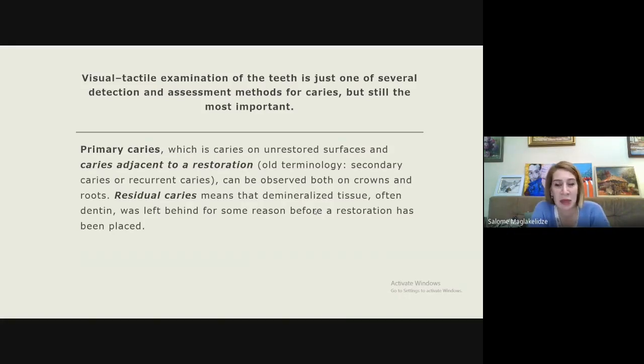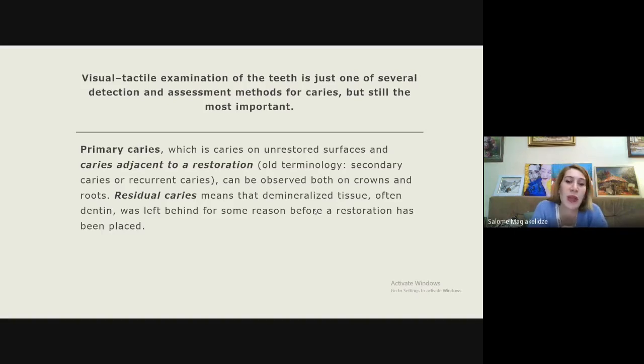The older terminology for this is secondary caries or recurrent caries, and these are more widely used. Maybe today you won't see the term caries adjacent to the restoration used, but you will hear secondary caries and recurrent caries, because they are more widespread. And we have residual caries.